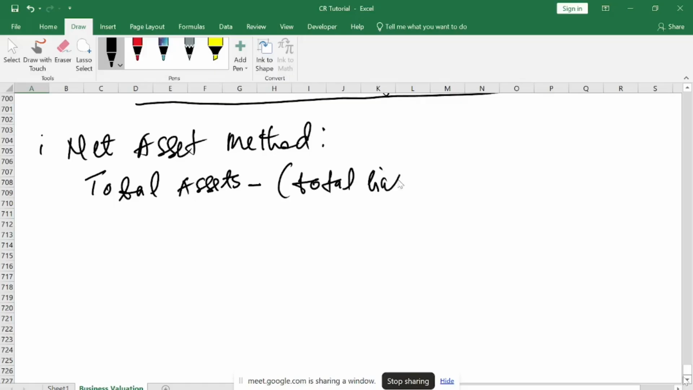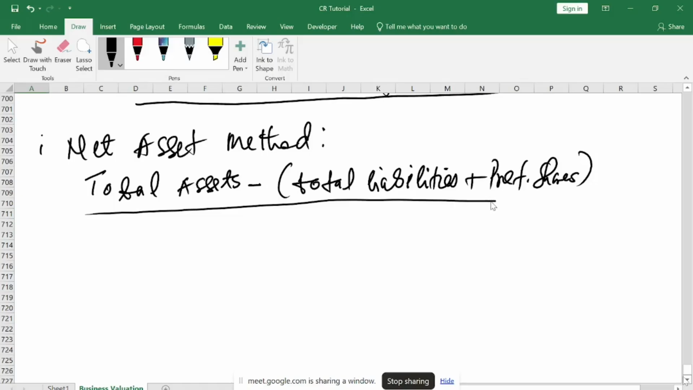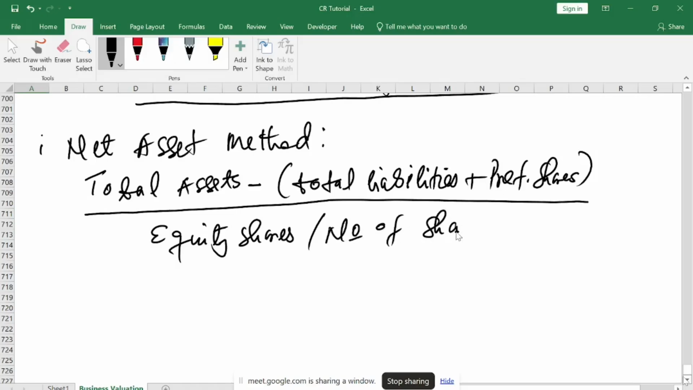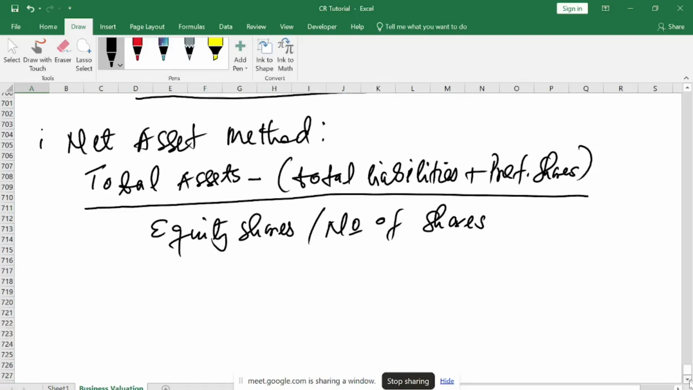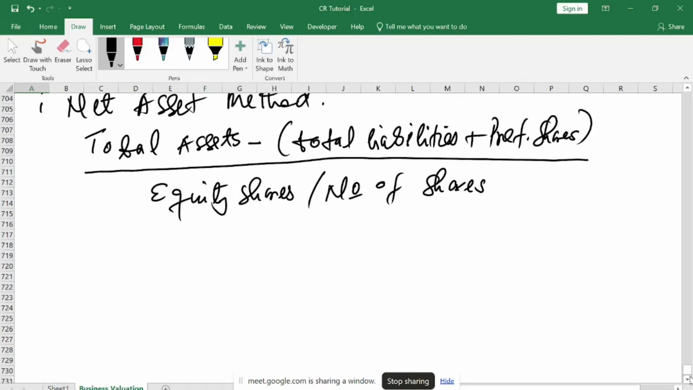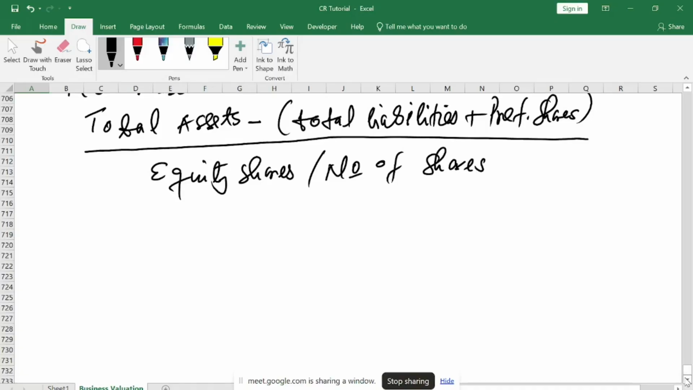total liabilities plus preference shares, all over equity shares, or number of equity shares. Beautiful. That's all. So you put it this way. They will mark it for you.